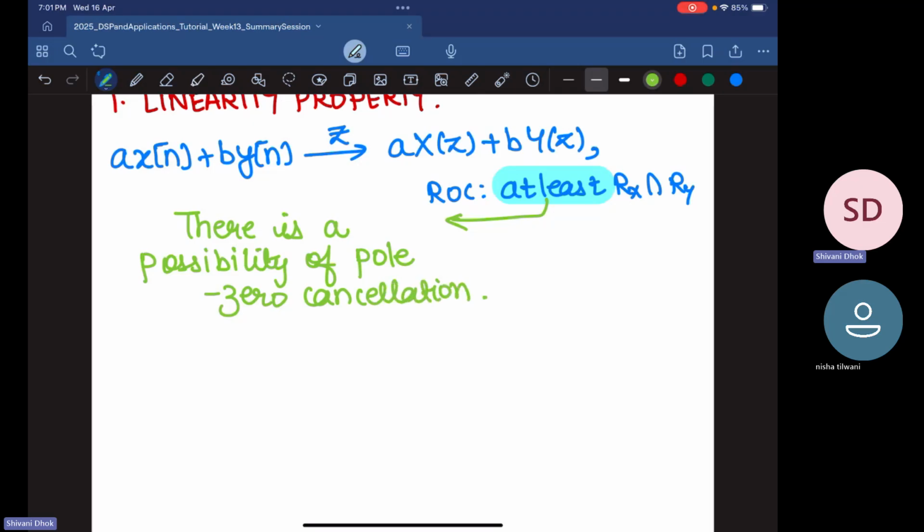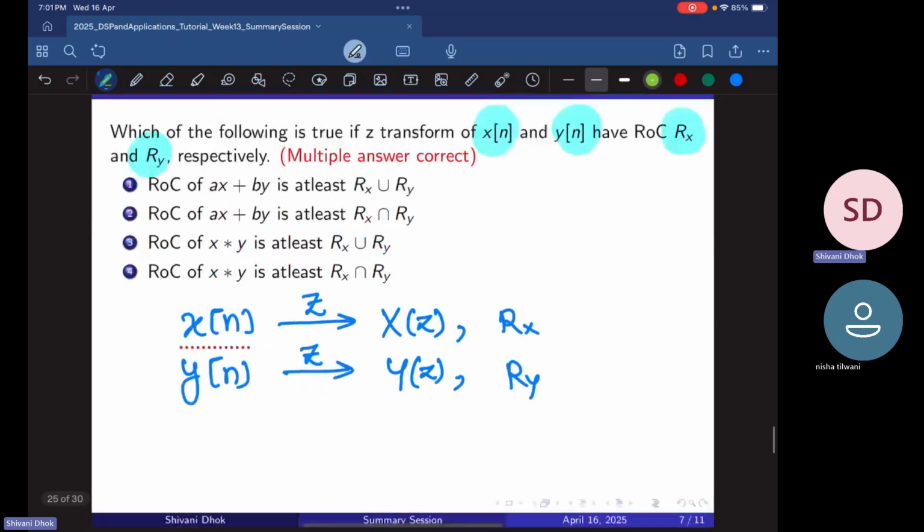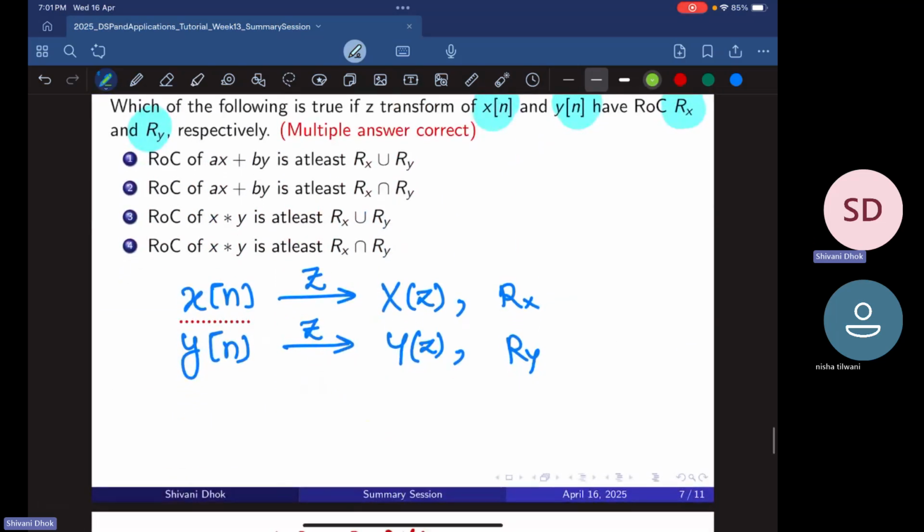In a similar way, let us first look at linearity. It says that the ROC of a x plus b y is at least Rx intersection Ry. So this is what we have got, and this is the correct answer.